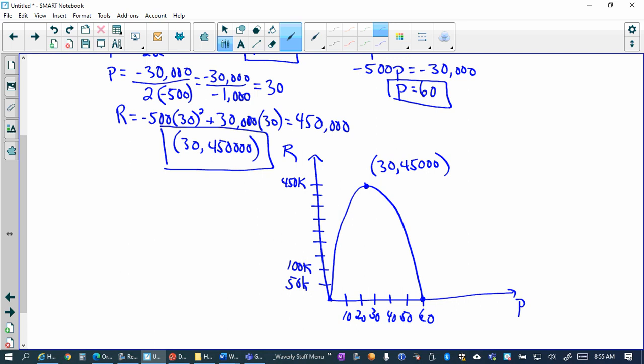That's the revenue. So if we set a price of $30 per unit to sell it for, our maximum revenue will happen there. And that maximum revenue, if we sell them for $30, is $450,000 in revenue.